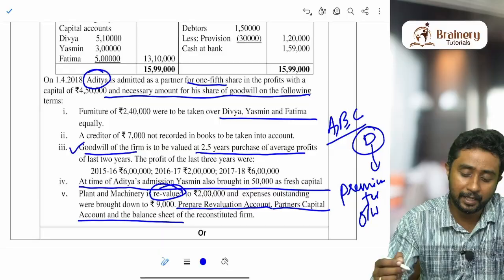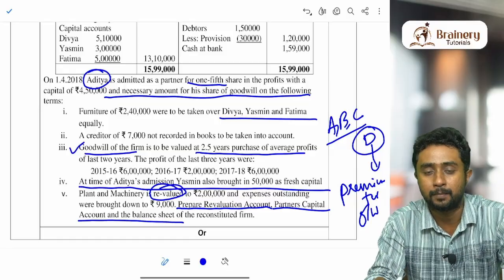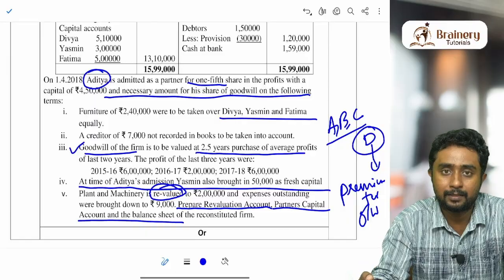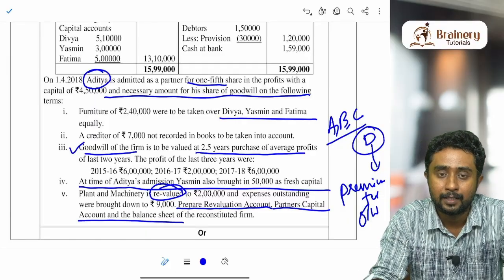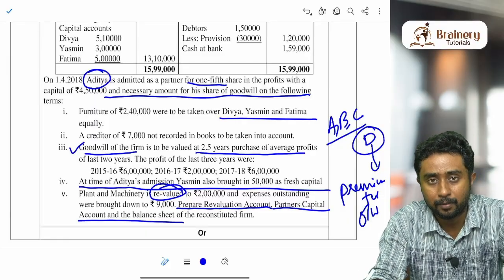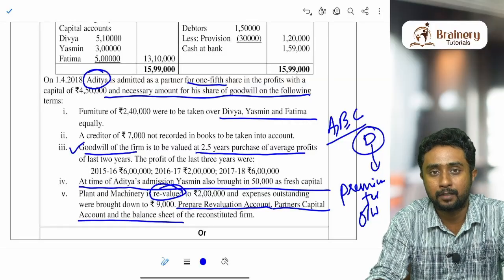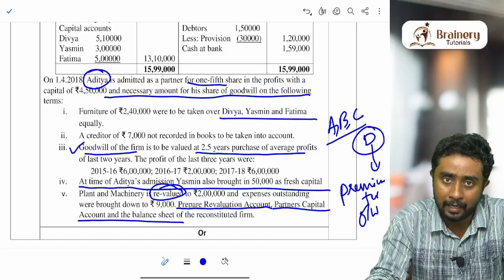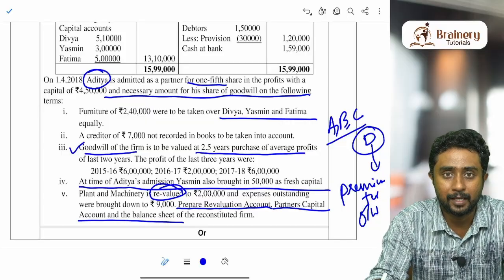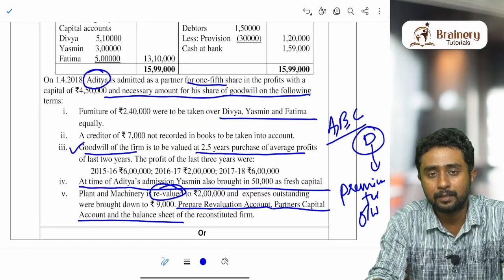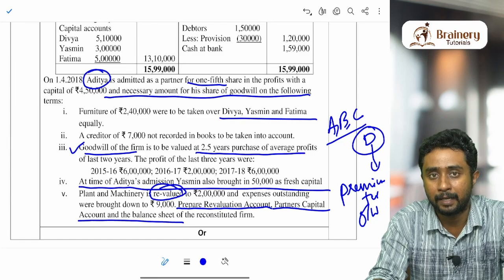In the case of any changes that happen to the partnership, we usually have to prepare 3 things. First, the account named revaluation account. Second, we have to prepare partners capital account, and finally the balance sheet. So what is the purpose of revaluation account here? In simple terms, revaluation account is an account that is used to record the changes in the value of assets and liabilities.